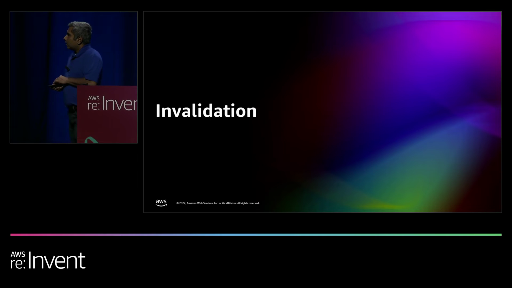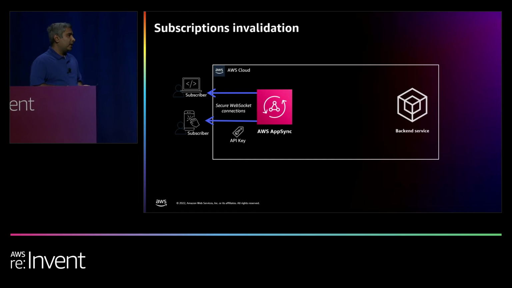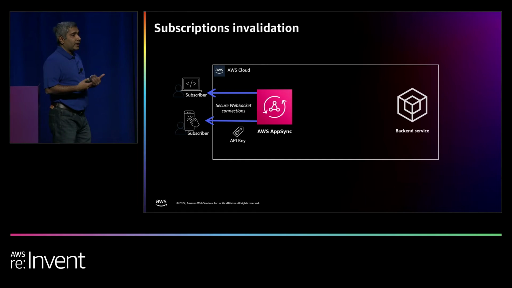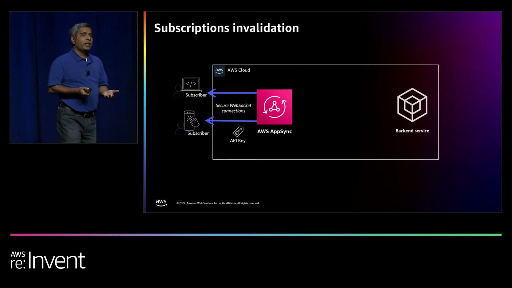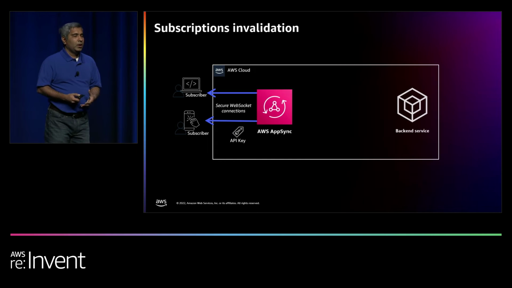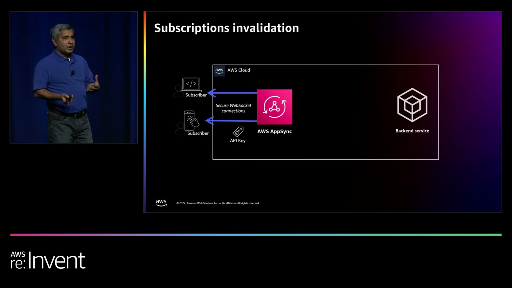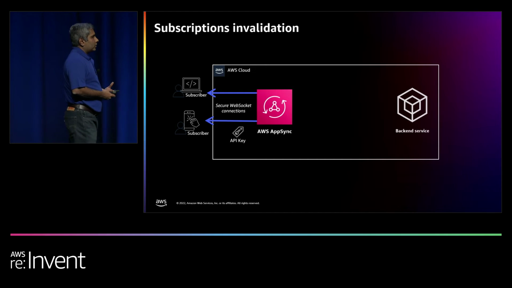All right, let's talk about invalidation, right? So what is invalidation? So there are scenarios where you need to disconnect a WebSocket connection from the client. So this is typically used in authorization scenarios where you want to block a user from a chat application or remove a user from using that WebSocket subscription. This is used in those scenarios.